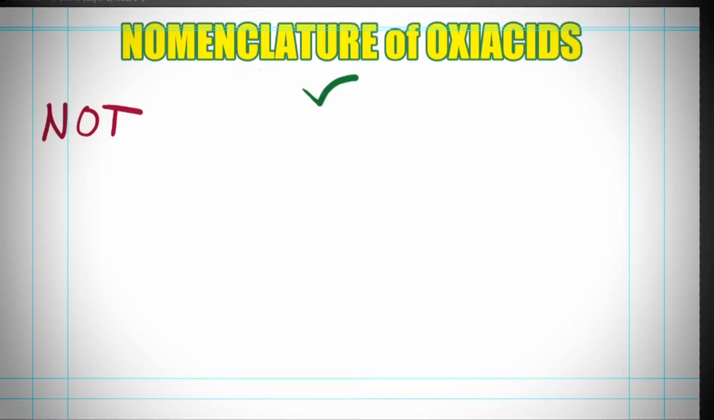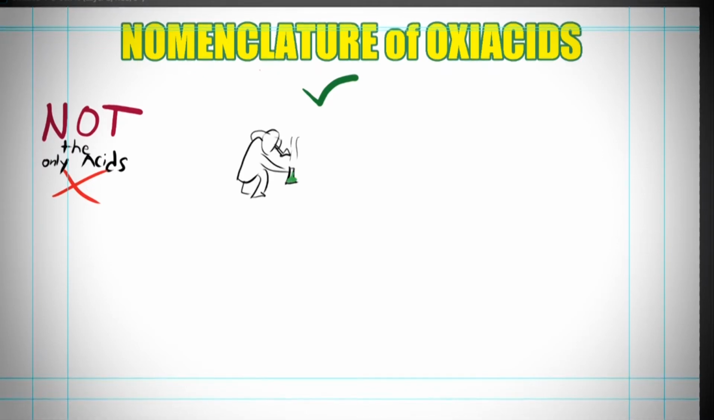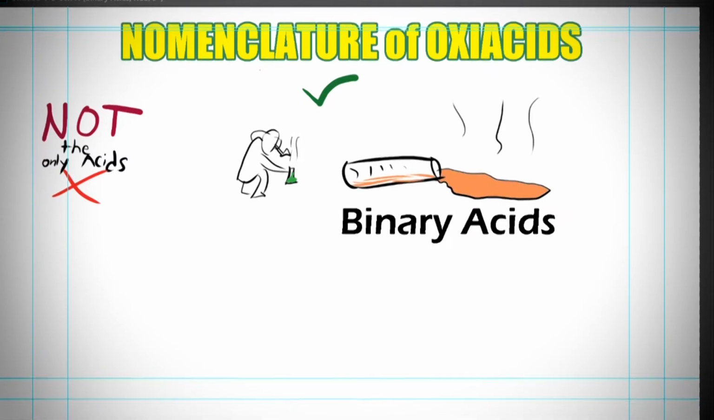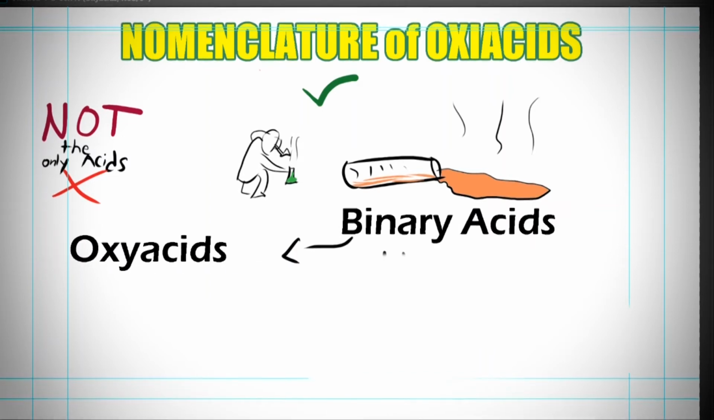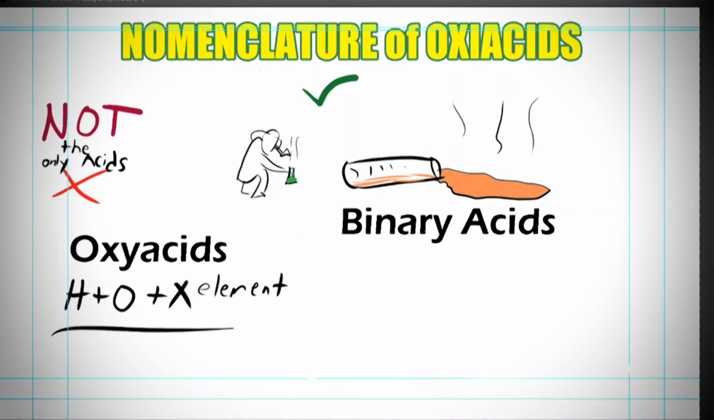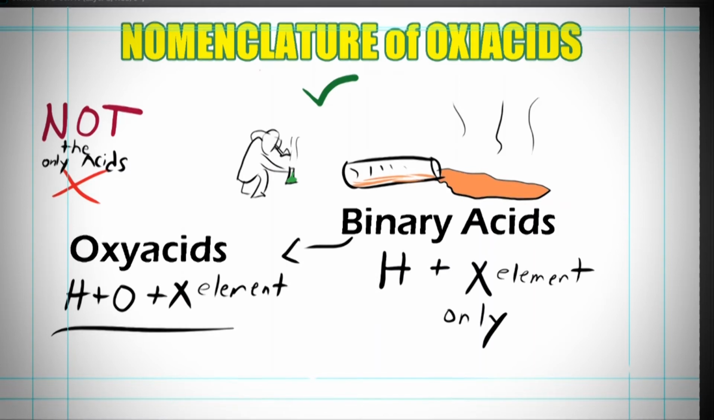But before we discuss that, it's important to let you know that oxyacids are not the only acids in chemistry, like what people used to believe back then. It was later known that there is another type of acid that is called hydroacids or binary acids. Unlike oxyacids, which have hydrogen and oxygen plus one element, hydroacids only contain hydrogen plus one other element.